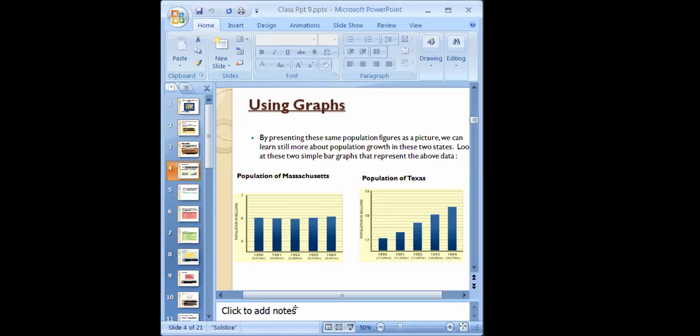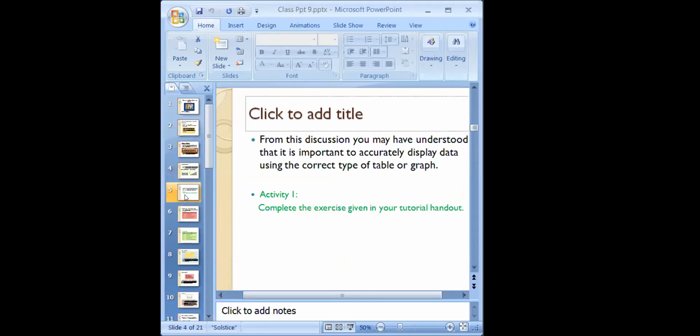So in order to do that, we need to know a few basics in the exam, right? You may have understood that it is important to accurately display data using the correct type of table or graph. So here I'm going to take you to a little handout and show you all the different types of graphs or charts. I want you to try and match them with the correct function.